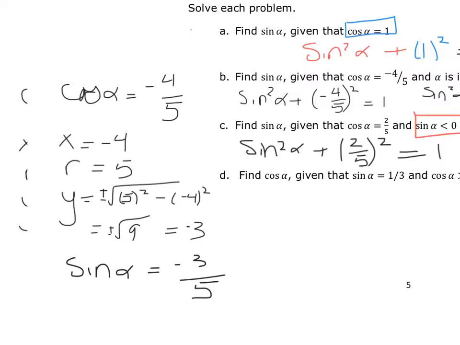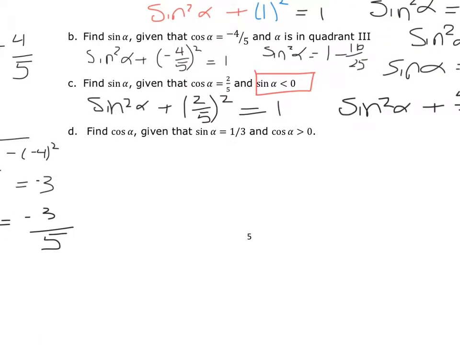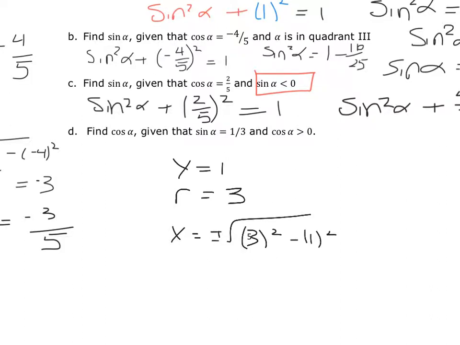So looking at this one, I'm going to do the same kind of thing. What I have is sine, so what do I have, y or r or x? Y is 1, r is 3. I need to find x, so it's going to be plus and minus the square root of 3 squared minus 1 squared. So I end up with plus and minus the square root of 8, which is plus and minus 2 root 2. I'm looking for cosine of my angle, alpha.